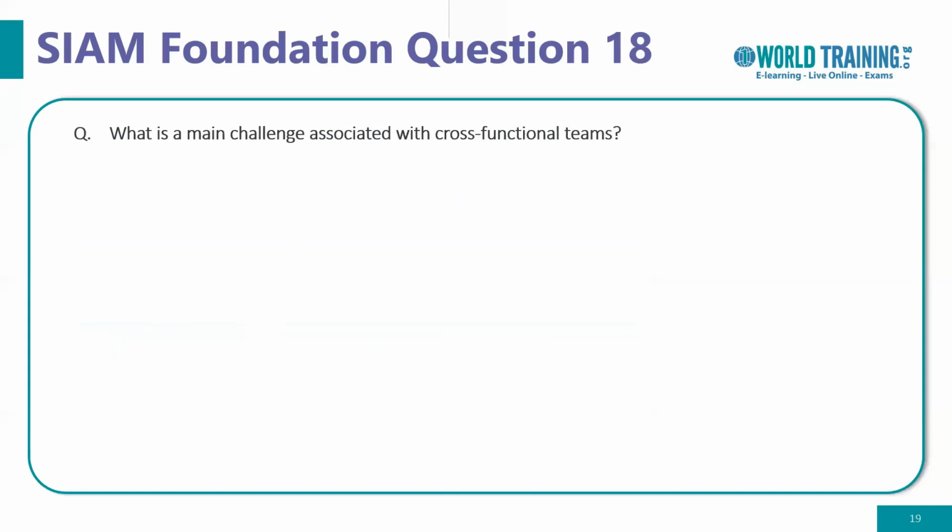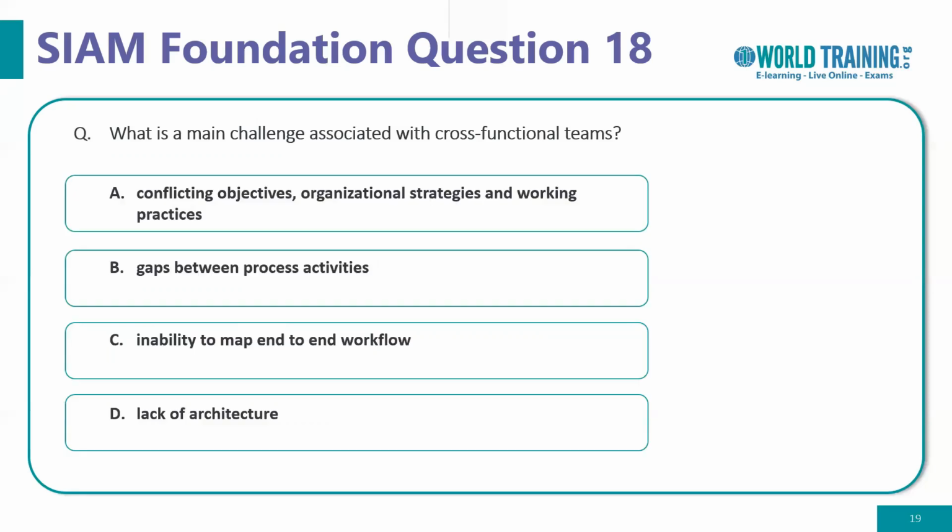Going back to question number 18, what is the main challenge associated with a cross-functional team? The options: conflicting objectives, organizational strategies and working practices; gaps between process activities; inability to map end-to-end workflow; lack of architecture. So B and C are more or less process and practice related challenges. Lack of architecture is related to technology or technical challenges. But A, conflict of objectives, organizational strategy, and working practices: with a cross-functional team, always keep their objectives in mind.